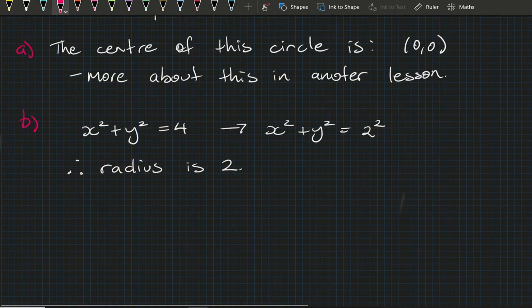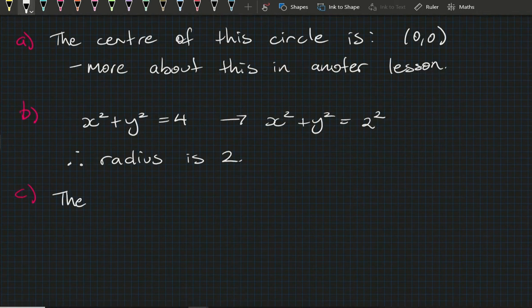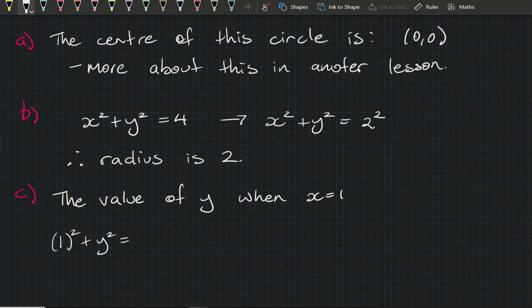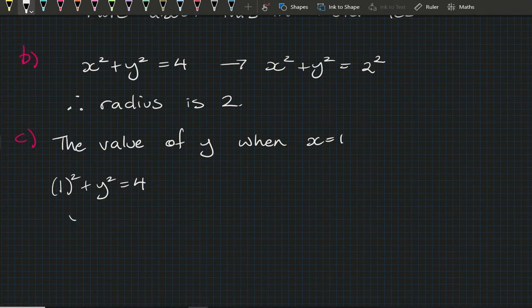Alright, part C, the question is, find the value of y when x is equal to 1. Alright, so as I said above, you just need to sub in 1 for x at this stage. So that will make our equation 1 squared plus y squared equals 4. And because 1 squared is 1, subtracting 1 from both sides gives us y squared equals 3. So therefore, y will have to equal plus or minus the square root of 3.